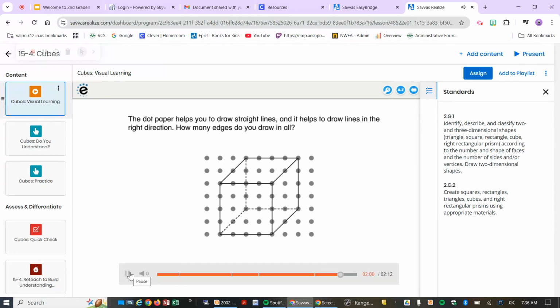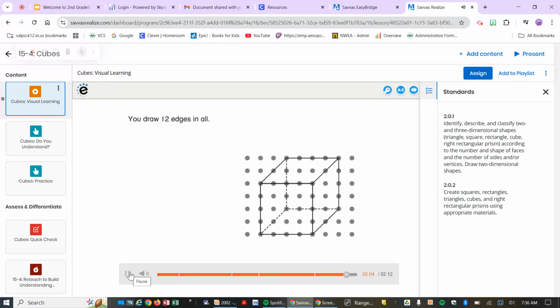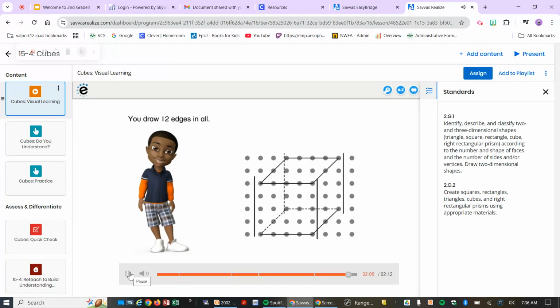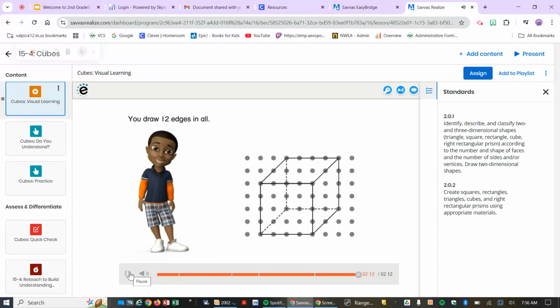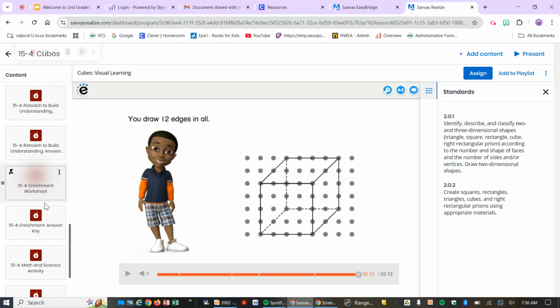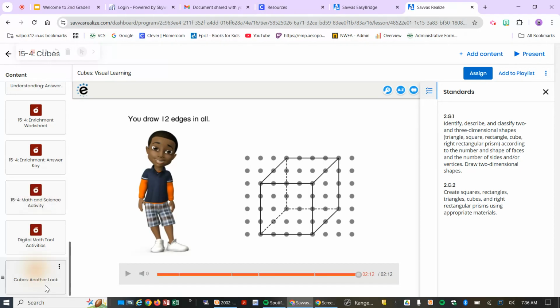How many edges do you draw in all? You draw 12 edges in all. Now you know how to draw cubes and describe how they look. Alright, let's look at the other video quickly and then we will switch to our math book.